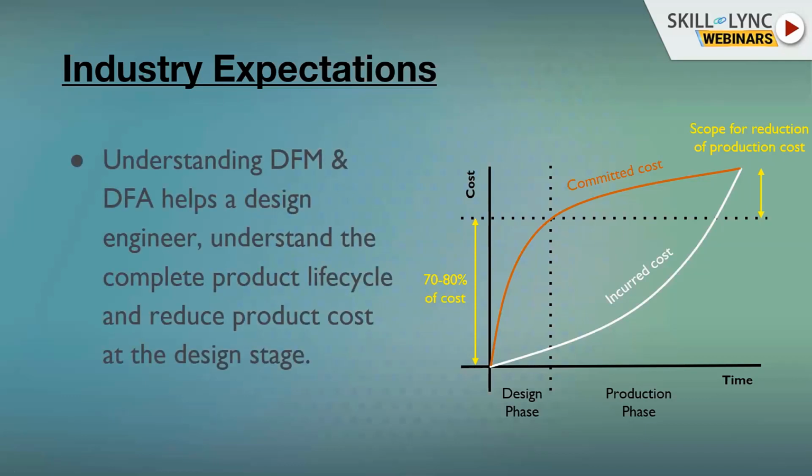So understanding DFM and DFA helps a design engineer understand the complete product life cycle and reduce product cost at the design stage. Having the cost commitment curve in mind, meaningful cost estimates are crucial and should be performed as early as possible. That's where DFM and DFA, collectively known as DFMA, come into the picture. And this is what we need to understand to become a design engineer in automotive plastics. And with that note, I end my presentation.